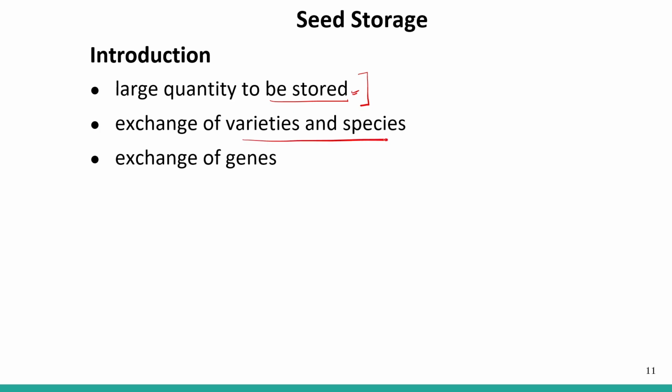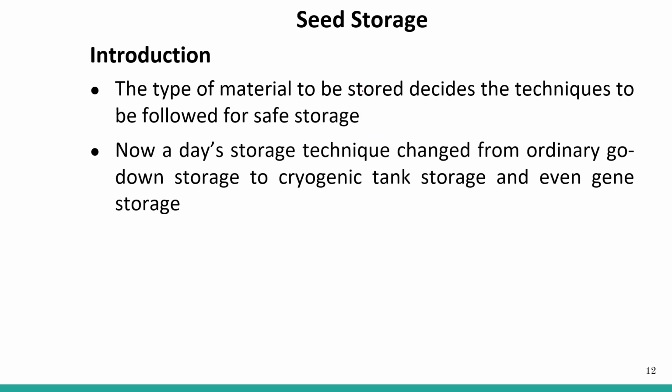Exchange of varieties and species and exchange of genes. So there are so many things that we need to consider for seed storage. The type of material to be stored decides the techniques to be followed for safe storage. We have tubers, fruits and vegetables, and dry seeds. So we have different things to store, and for every type of fruit, vegetable and seed, we have different techniques to store.